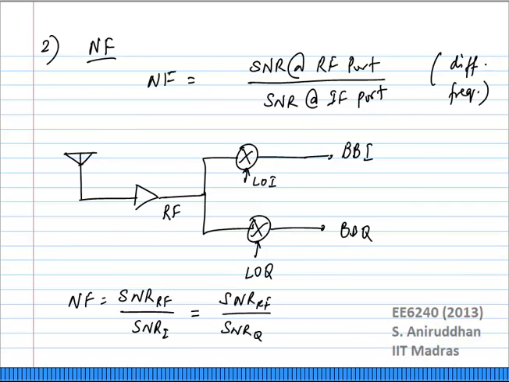As far as noise figure goes, we will define it slightly differently. We will say it is the SNR at the input RF port over the SNR at the output IF port. We define it this way, slightly differently from what we did for the LNA or for a linear block, because the output frequency is different from the input frequency.